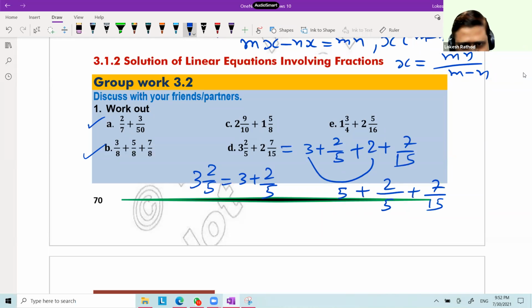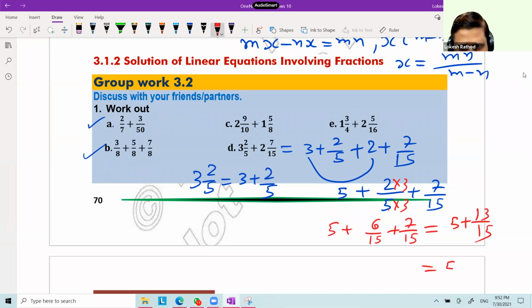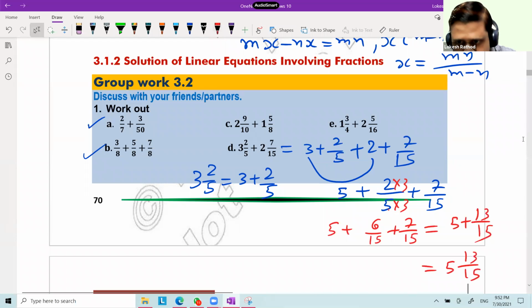Now this can be done easily. To add this, I need to multiply by 3, so 2 into 3, I multiply here by 3 and here also 3. So this becomes 6 over 15 plus 7 over 15. That is 5 plus 13 over 15, which is nothing but 5 and 13 over 15. So this is the answer. You can solve such questions like this: you separate it and then you solve it.